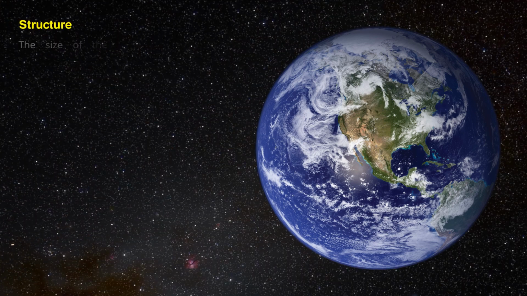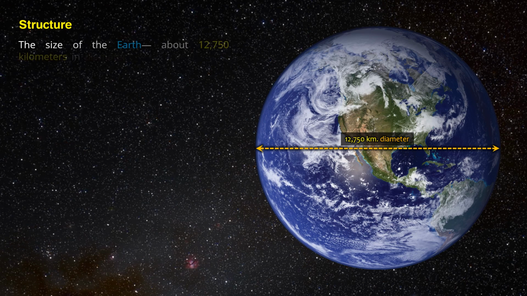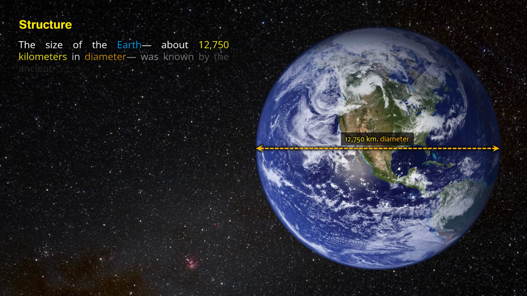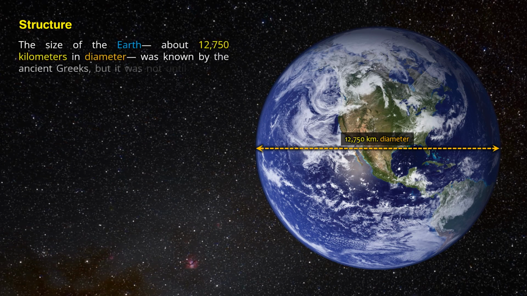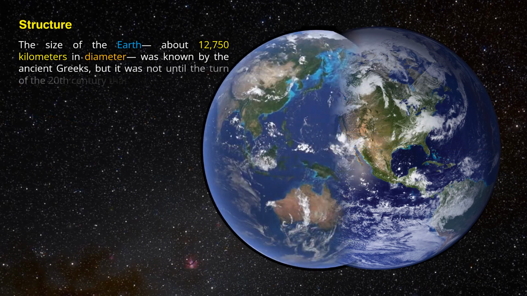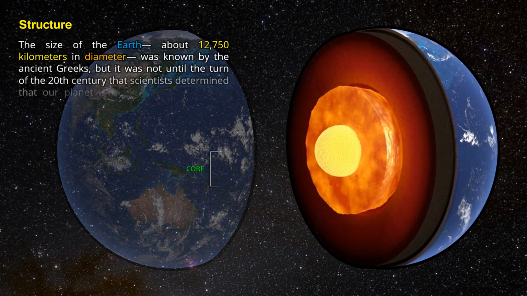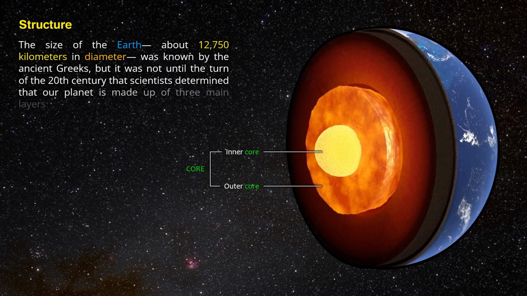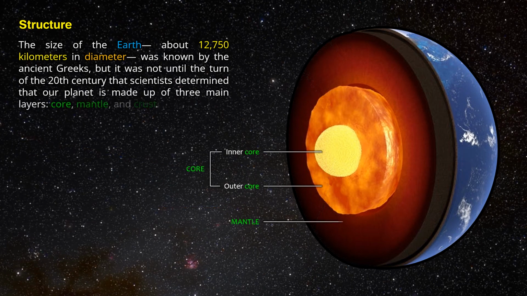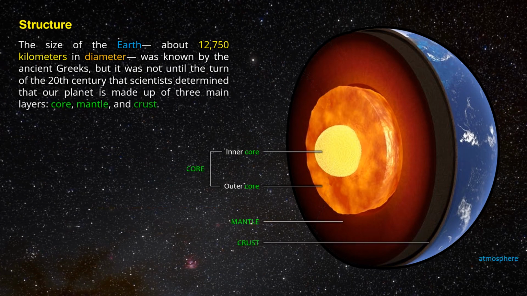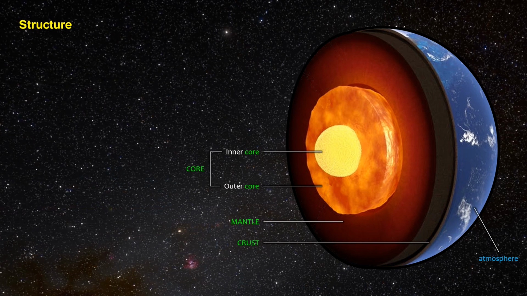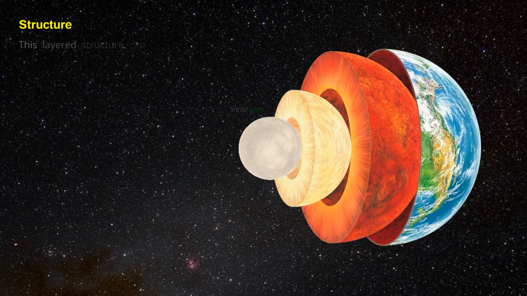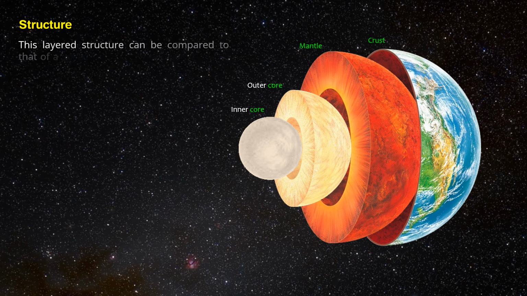The size of the Earth, about 12,750 kilometers in diameter, was known by the ancient Greeks, but it was not until the turn of the 20th century that scientists determined that our planet is made up of three main layers: core, mantle, and crust. This layered structure can be compared to that of a boiled egg.